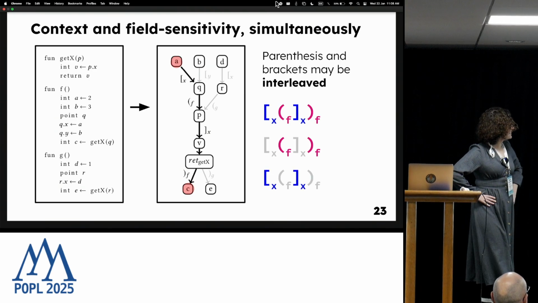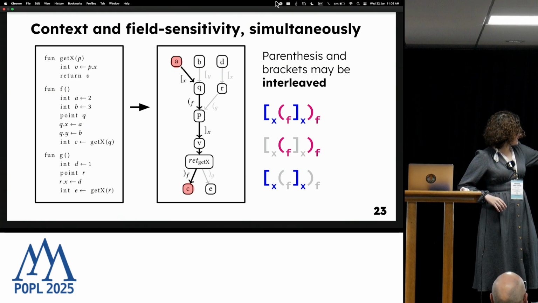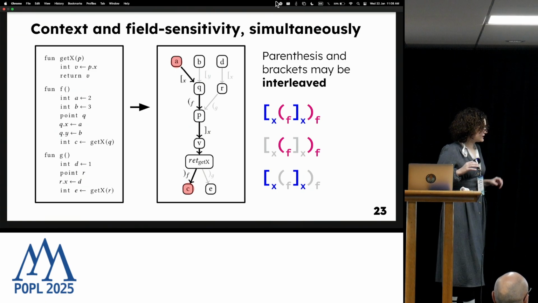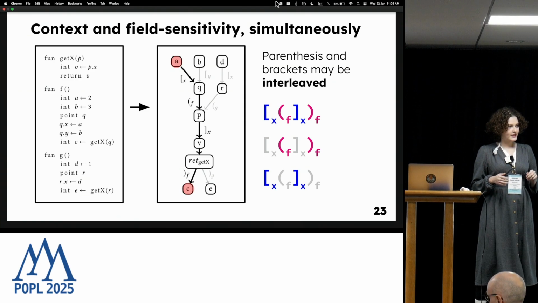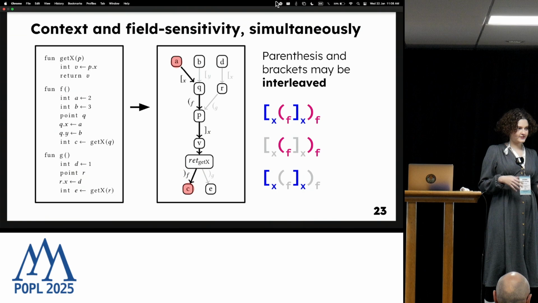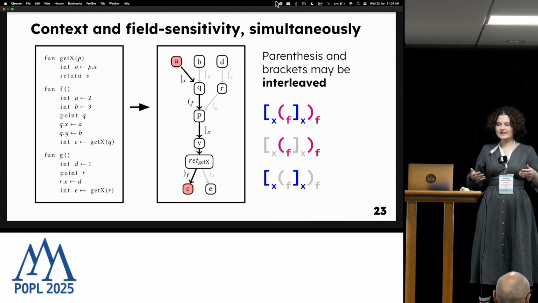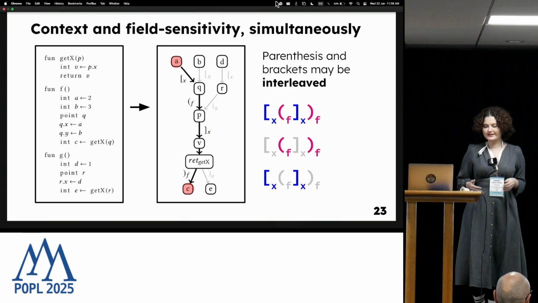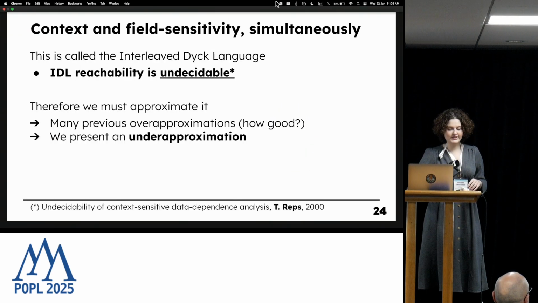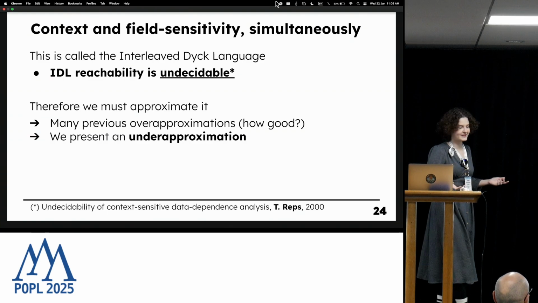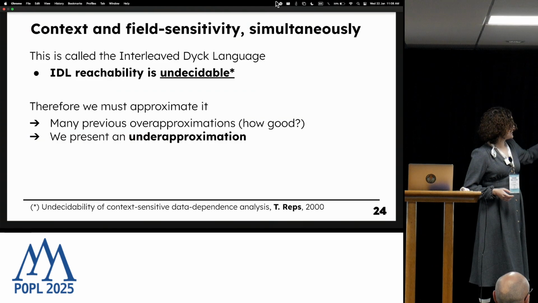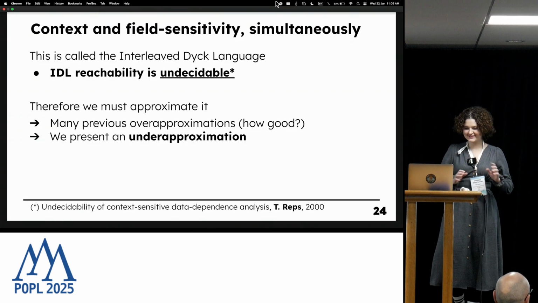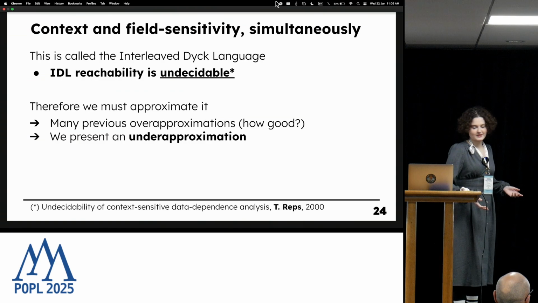So essentially, we want to see a path from A to C is valid if I take the labels, I form a string, and if I look at this resulting string, if I squint my eyes and I only look at the parentheses, that is well-nested. And if I squint my eyes another way and I only look at the brackets, that's also well-nested. But notice that the parentheses and the brackets can be interleaved amongst themselves, right? They can deal uglily with each other. This is called the interleaved Dyck language, which is the interleaving of the Dyck language. And the problem here is that interleaved Dyck language reachability is undecidable. So we have no hope of solving it completely, which means we must approximate it.